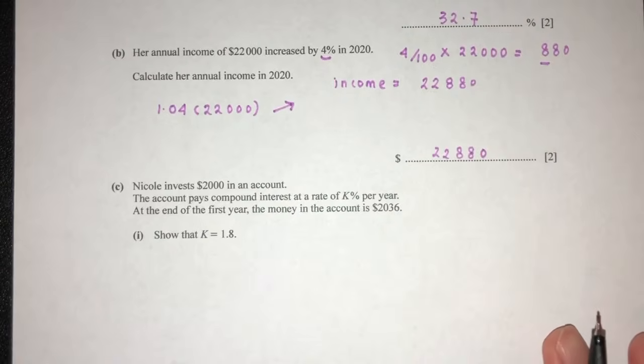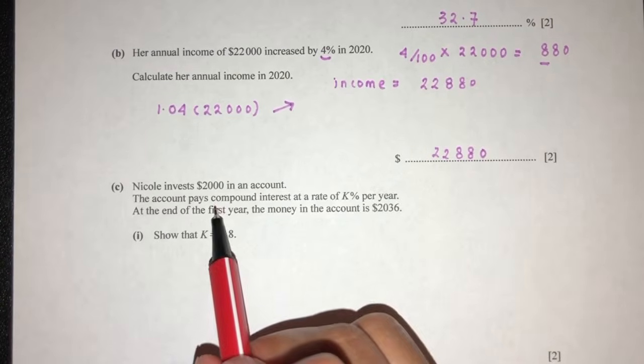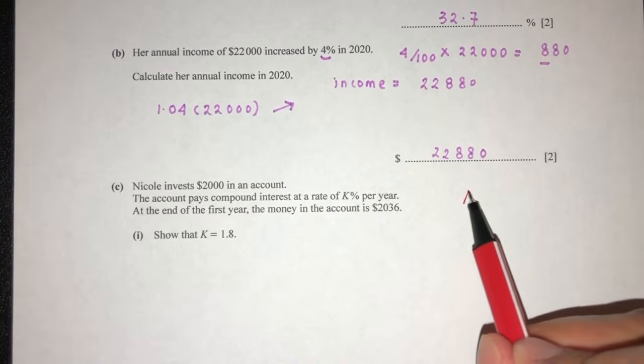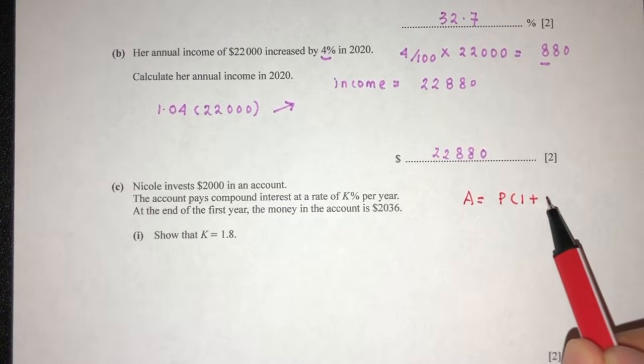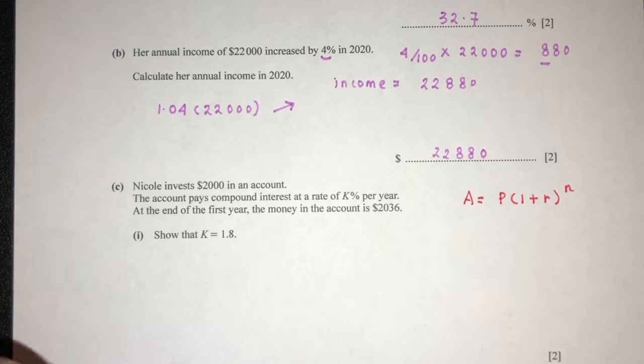Now for part C, Nicole invests 2,000 in an account. The account pays compound interest. So this is the type of interest we're dealing with. So we know the amount A will have to be P times (1 plus the rate) to the power n. This is for compound interest. This is the formula we have to know.